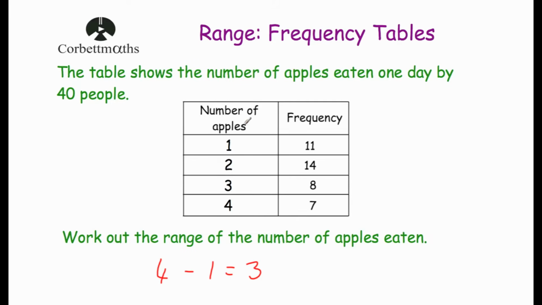We can also see from the table that the largest number of apples eaten was 4, and the smallest number of apples eaten was 1, and we could just do 4 subtract 1, which is equal to 3. Okay, let's have a look at another example now.